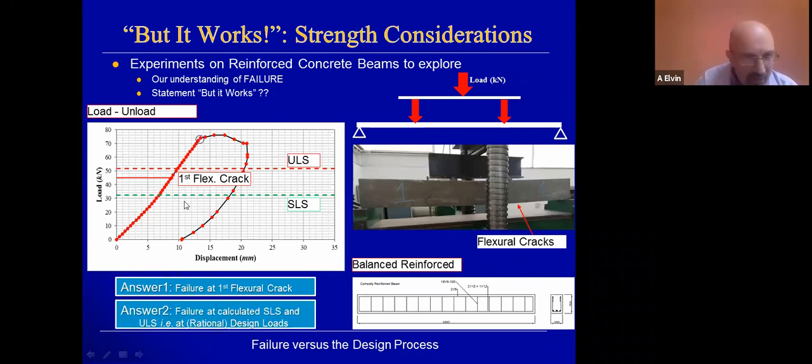Failure at calculated serviceability limit state and ultimate limit states, and this will meet rational design loads. So the short answer is it's complex. The longer answer is, if you were just looking at material, this is the point of failure, the first flexural crack. If you are to do rational design, these are my zones of interest where any load above this load would produce failure. So here is my failure point at the serviceability limit state. The ultimate limit state is boosted by the code. This is not failure. Failure starts to occur right here.